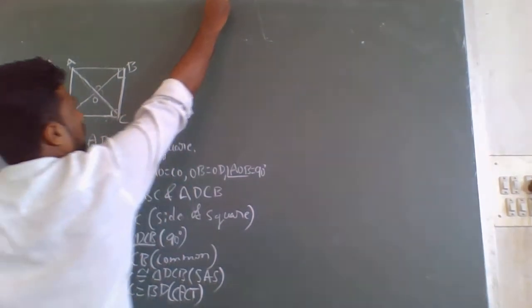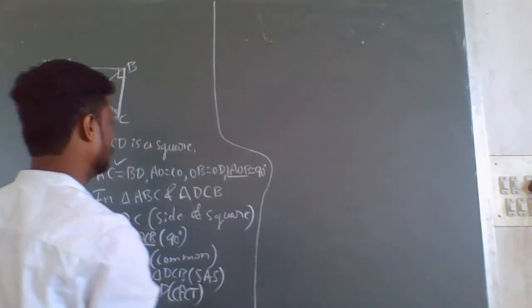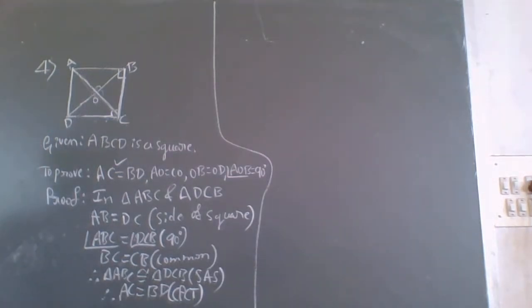So now the second one. What we have to prove? AO is equal to CO, OB is equal to OD. So now to prove this, I will consider triangle AOB and COD. I will consider these two triangles.